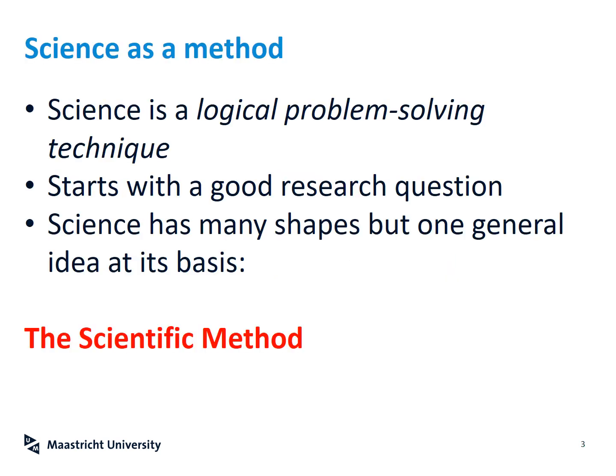Now, seeing science as a method is seeing science as a technique. And science, in fact, is also a technique. It's a logical problem solving technique that always starts with a good research question. And as we said before, science has many shapes and forms. It's a scientific discipline, it's a professional discipline, and it's also a culture of people doing science. But there's always one general idea at its basis, and that is the way we do science.